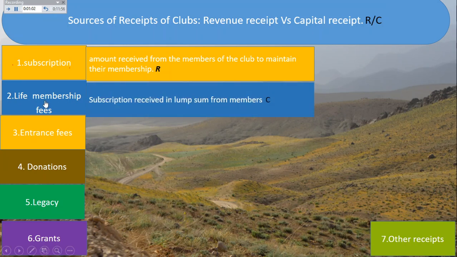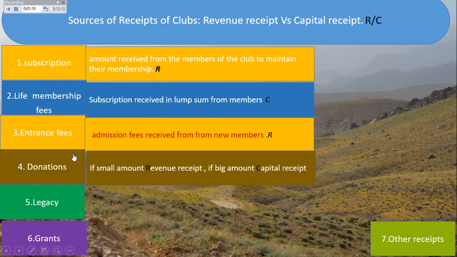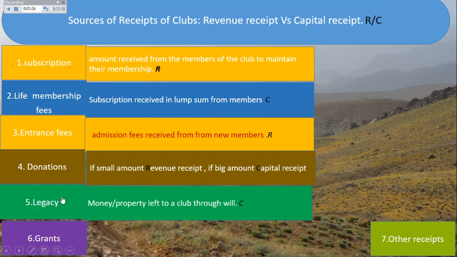Life membership fees: this is subscription received in a lump sum from members. It is your capital receipt. Entrance fees are admission fees received from the members. Any new members entering the club will have to pay the admission fees. That's your revenue receipt. Donations: if it's small, we treat it as a revenue receipt. If it's big, you treat it as a capital receipt. Legacy means money or property left to a club through a will. If anyone has left money or property to the club through a will, that's your legacy and it's your capital receipt.